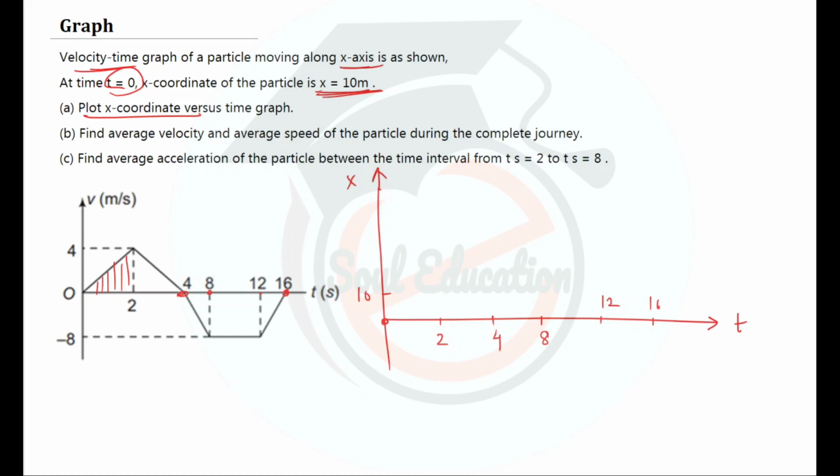So up to 2 seconds, what is my area? Half into 2 into 4, so which is equal to 4. Correct? So the initial position is 10 plus 4. Then how much will it come? It will be 14.